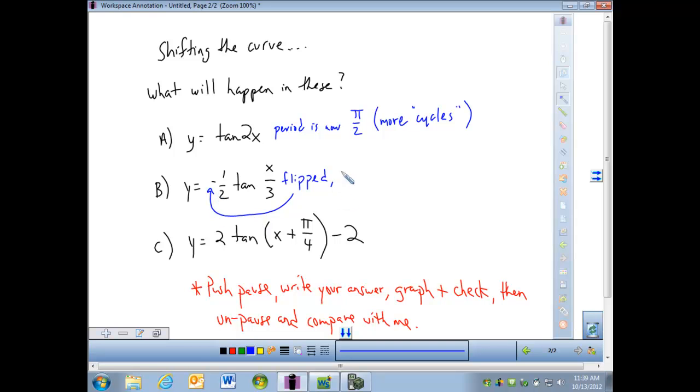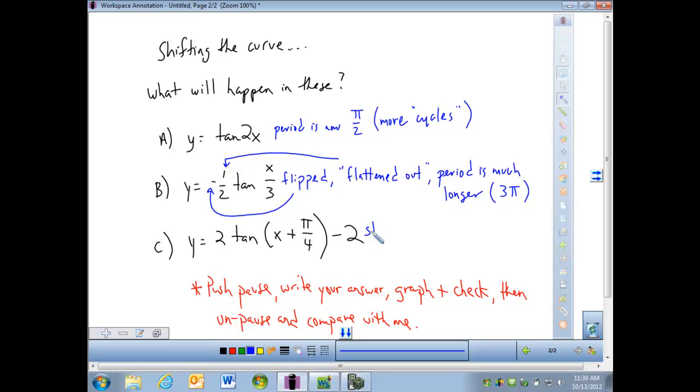With part B, the negative is going to make your tangent curve flip, so instead of going up from left to right, it's now going to go down from left to right. The 1/2 kind of flattens it out, especially you can kind of see it as it moves through that inflection point that we talked about earlier. So it kind of spreads it out a little bit. And again, your period has changed because of that 3, the 1/3 is now going to make that period 3 times as long. So now your period is 3 pi.